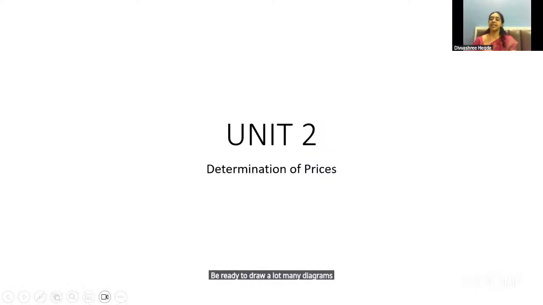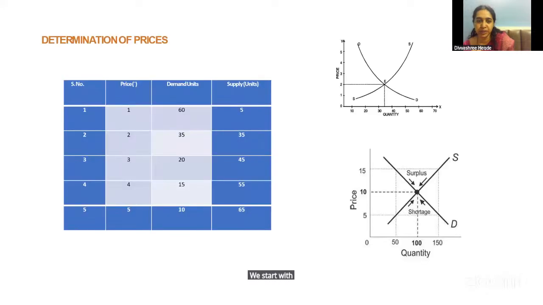Be ready to draw a lot of diagrams. Determination of prices. We start with perfect competition.